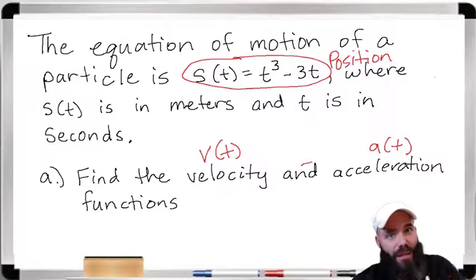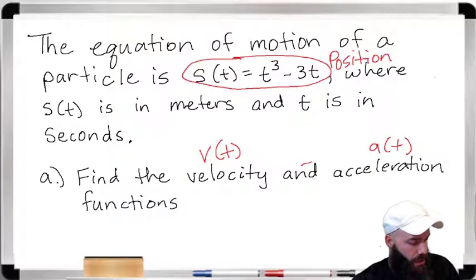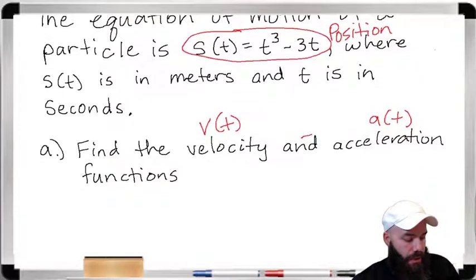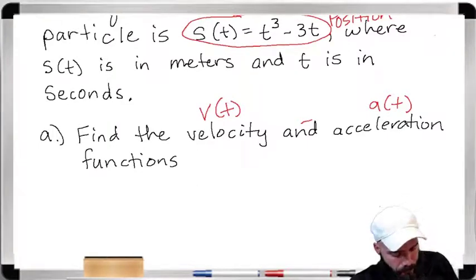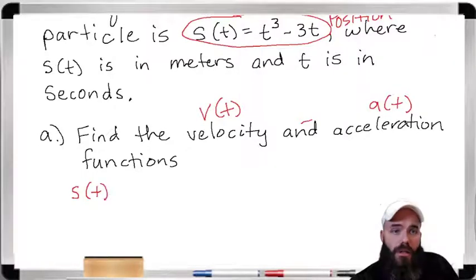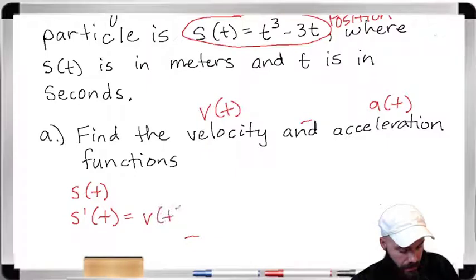So let's jot that down before we actually find the velocity function. Let's jot down some notes. I'm going to scroll down on the screen. I want the position function to stay on the screen. So we have the position function. The first derivative of the position function is the velocity function. Get that stray mark out of my screen.